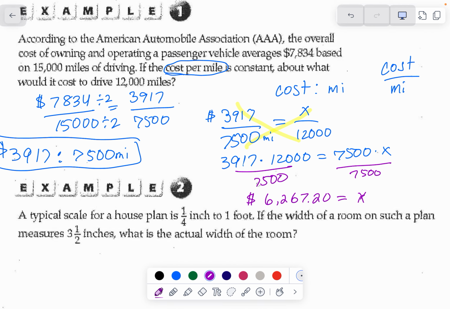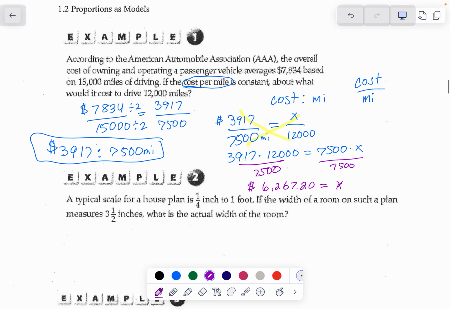Think about the fact that 15,000 miles cost us 7,000 something. So 12,000 miles should be less than 7,000. That's just a really good quick check that we were doing it right. Everybody good with that example? Okay, let's look at example 2.